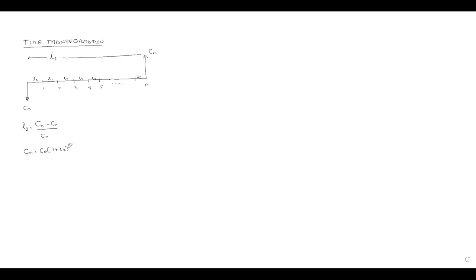Agreed. So let's call this one here 1. Let's call this one here 2. So basically, I1 is going to be equal to Cn, that is this number, C0 times 1 plus I2 to the n, minus C0, divided by C0. So from here, I1 equals, I cancel out all the C0s, 1 plus I2 to the power n, minus 1. Do you agree? So this is going to be your transformation formula, guys.